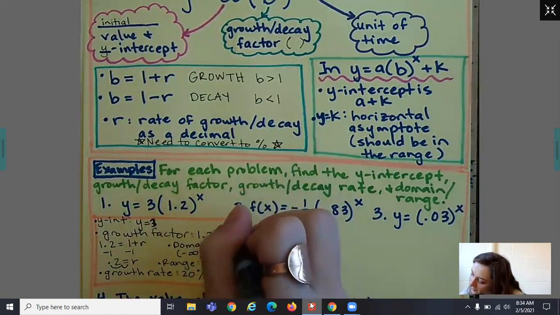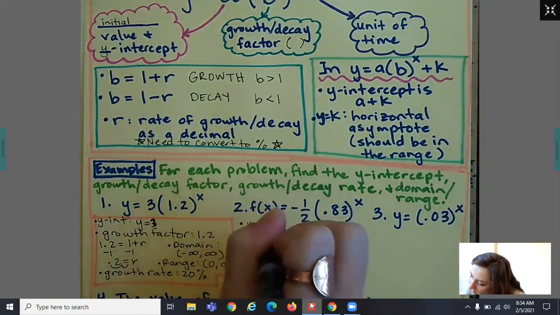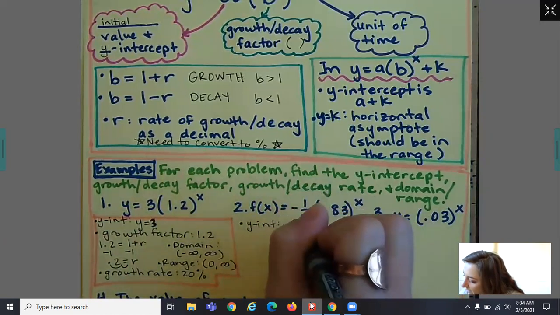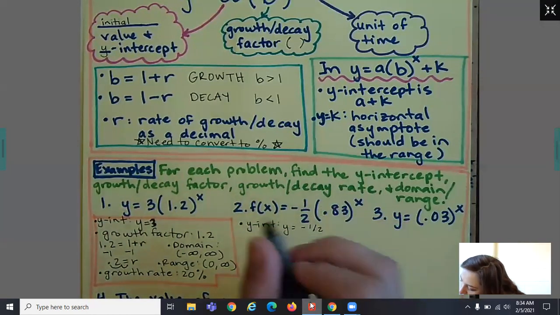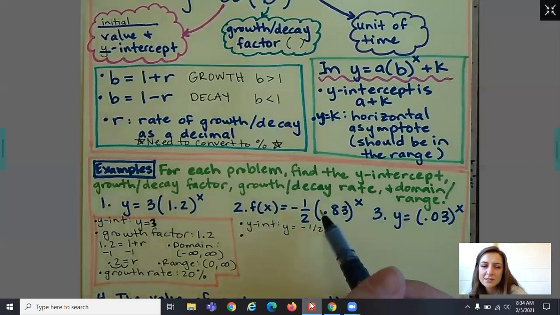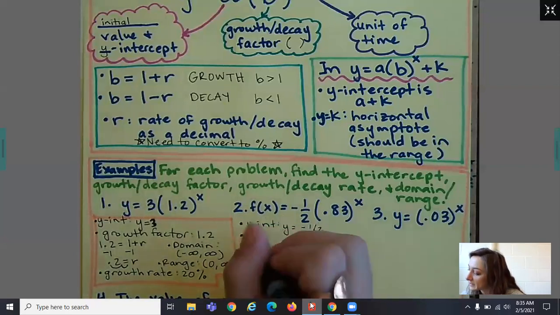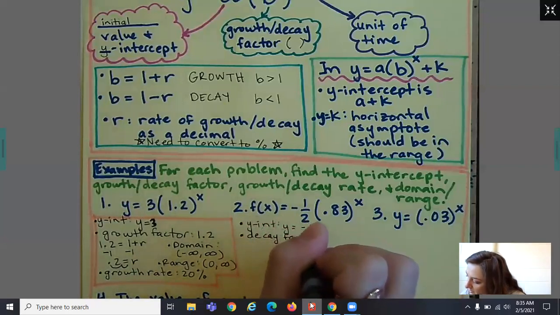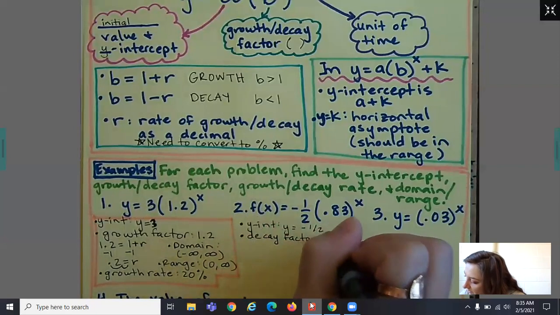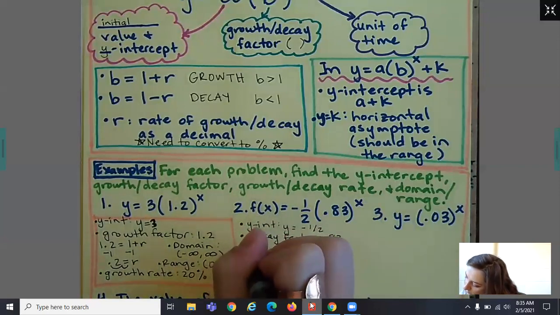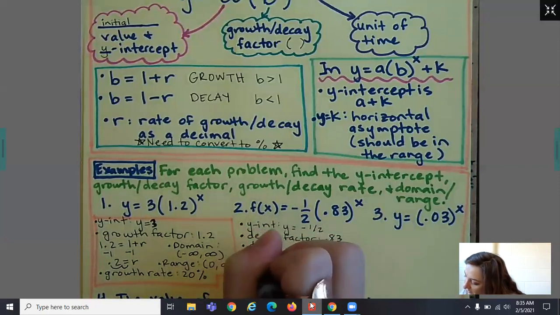We're going to start with the y-intercept, and that's just going to be the first number that we see there. So that is going to be y equals negative 1/2. Then we're going to move on to the growth or decay factor. Since this is less than 1, this is going to be a decay factor. So it's going to be 0.83. Then we're going to move on to the growth rate. Or sorry, not growth rate, we're looking at the decay rate.